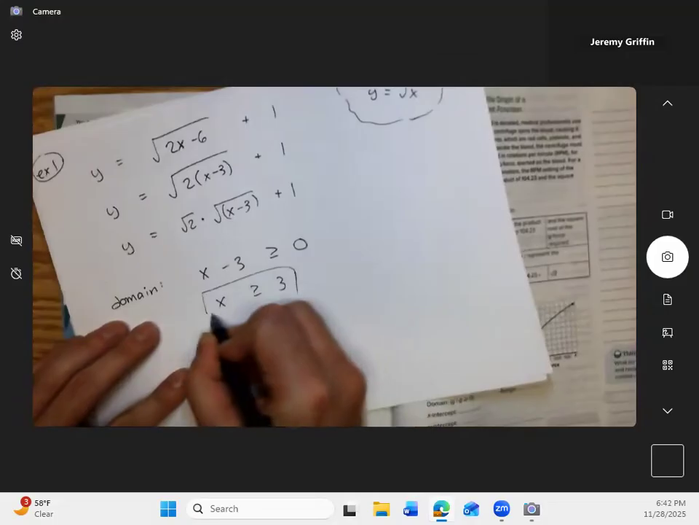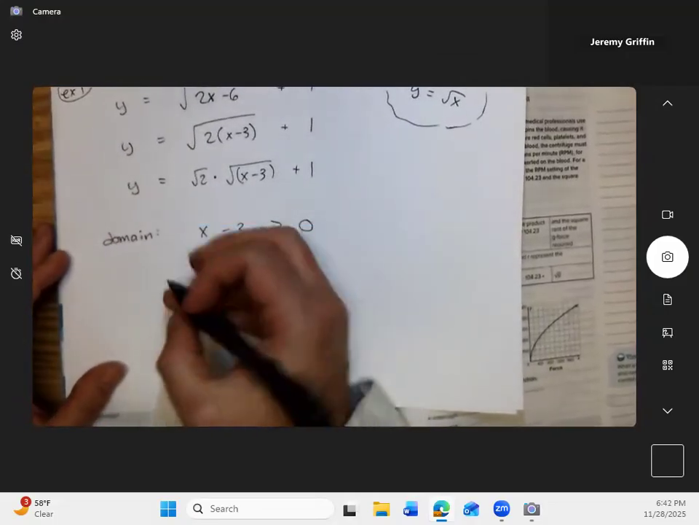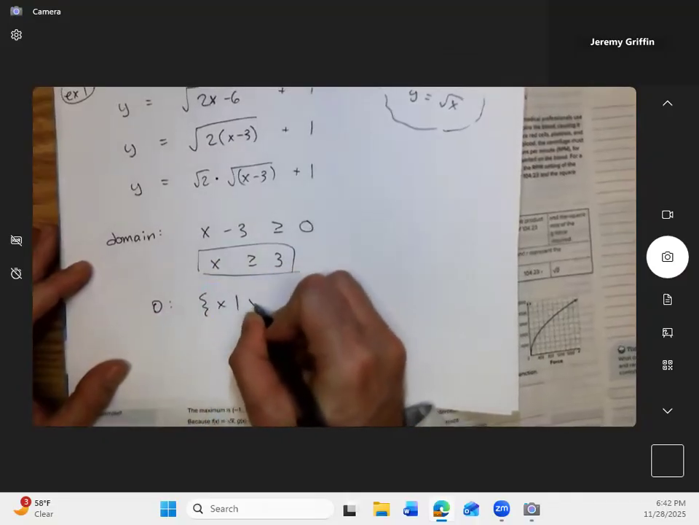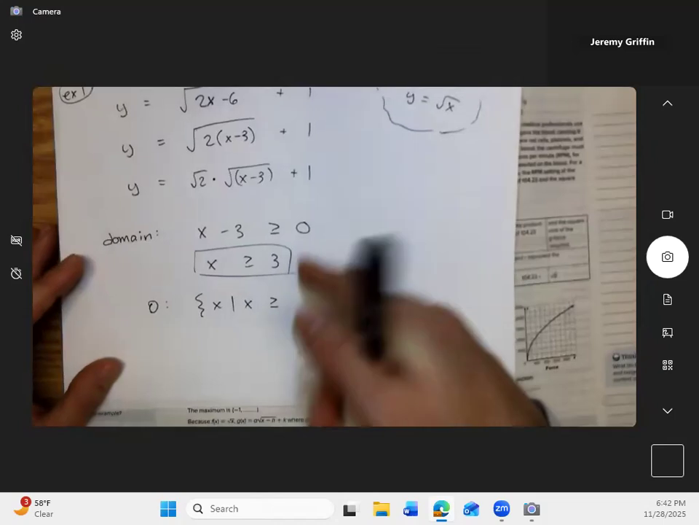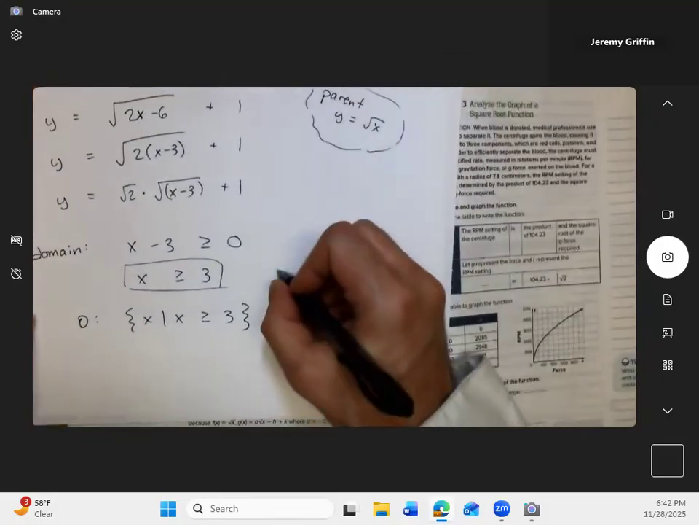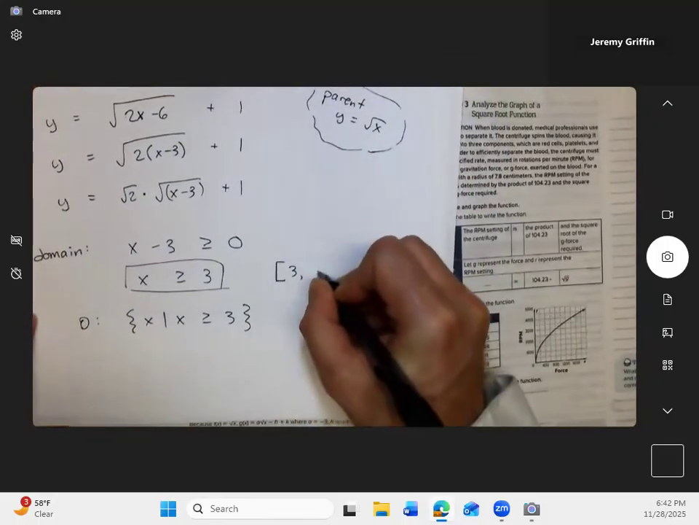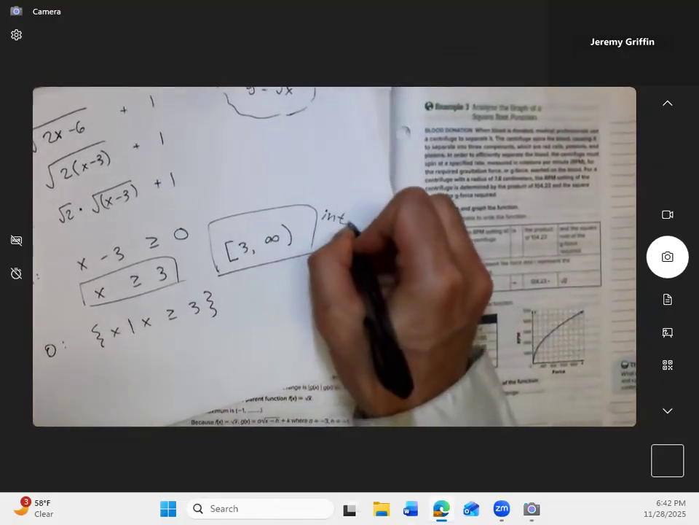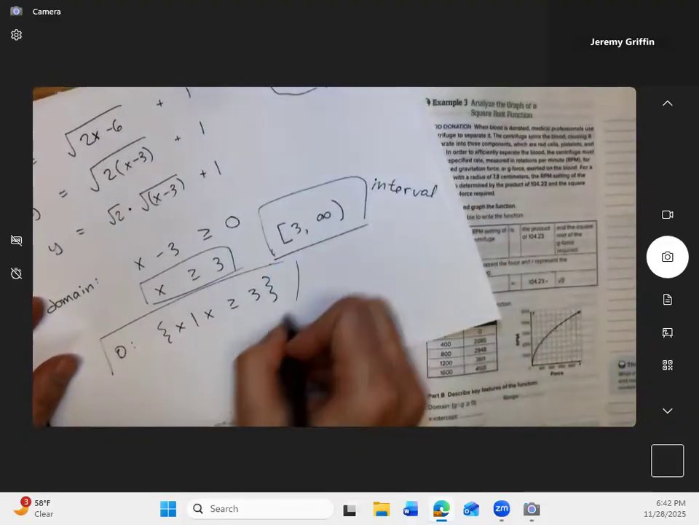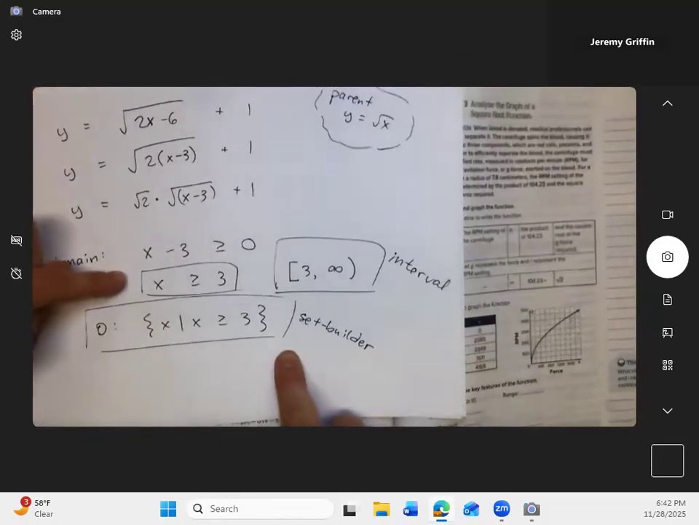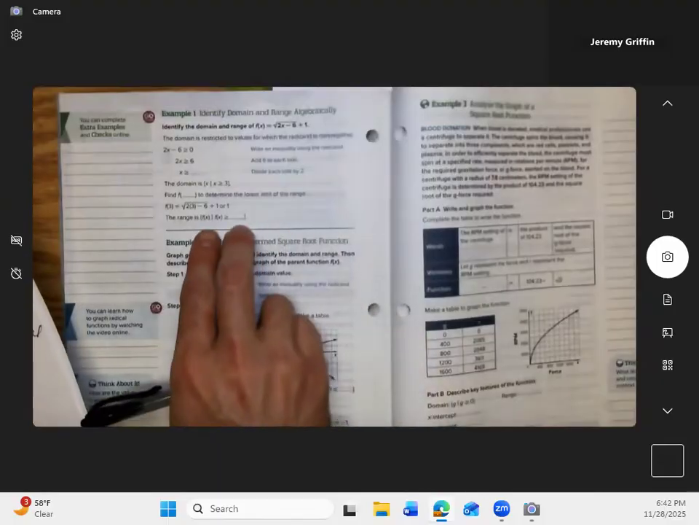Now this could be the answer in interval notation. If I want to write the answer in set builder, I would say domain is x such that x is greater than or equal to 3. Set builder is just a fancier way to write it. Interval notation would be like x could start at 3 and then go on to infinity. Here's my interval notation, and here's my set builder, and then the shorthand form of set builder could be this. It looks like they went with set builder.